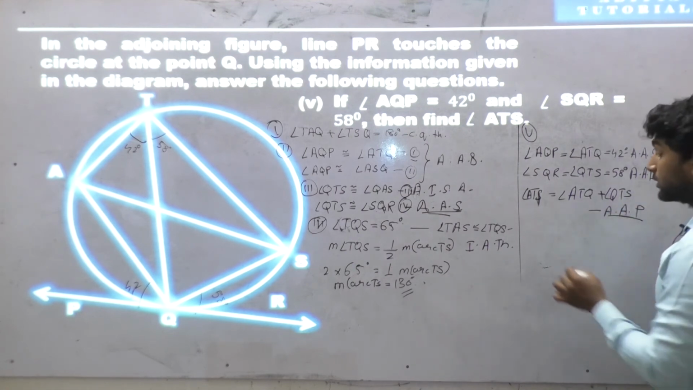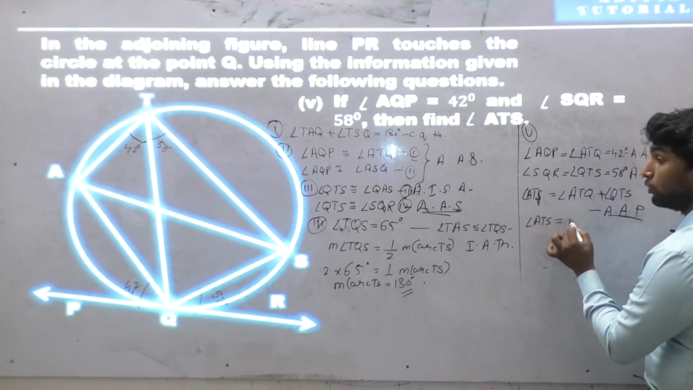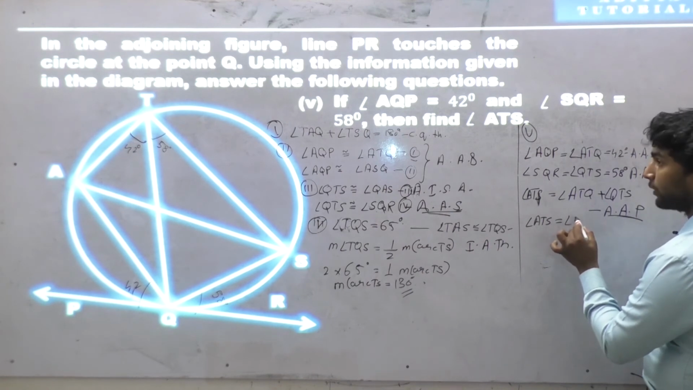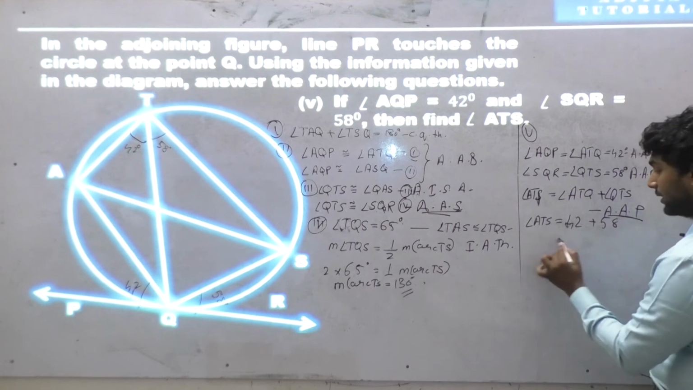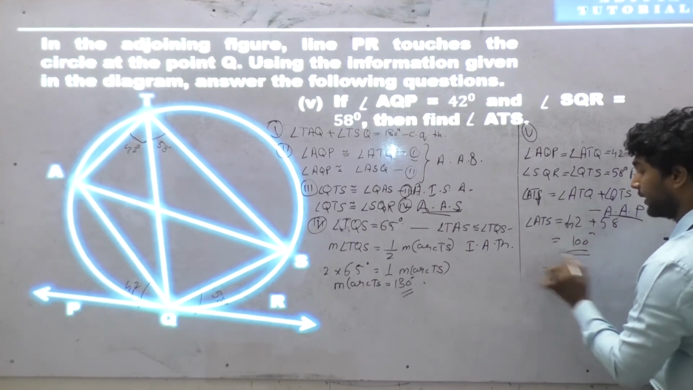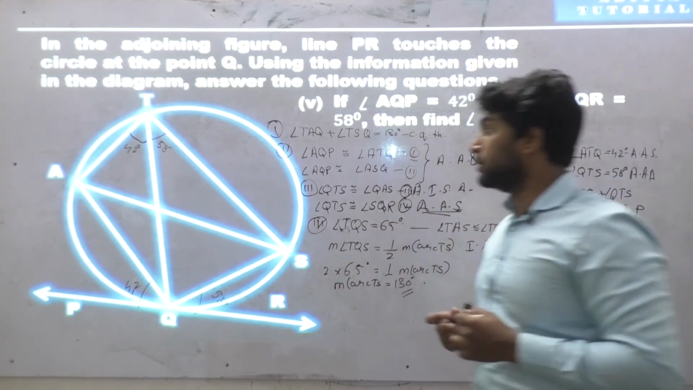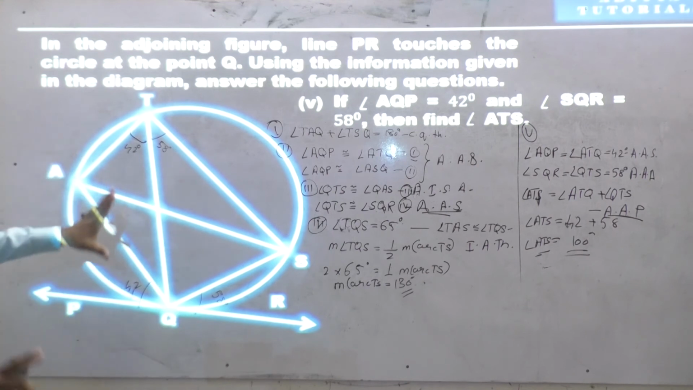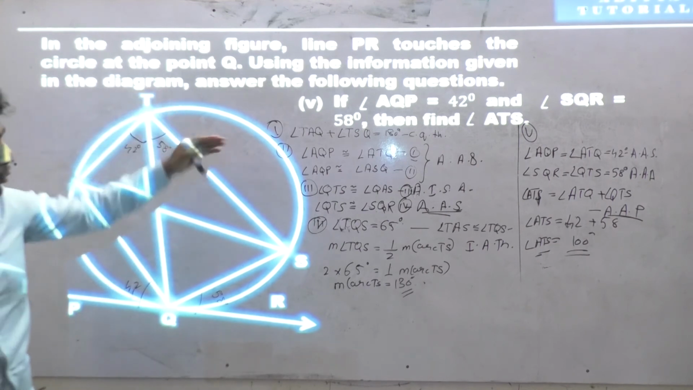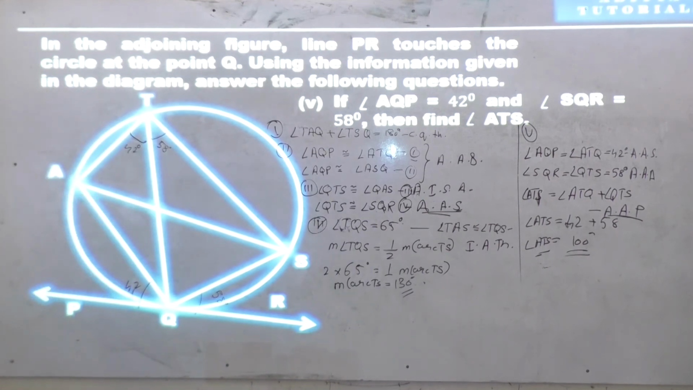Okay. That is, ATS is equals to ATQ कितना है? It's 42 plus 58. That is nothing but 100 degree. तो एंगल ATS कितना हो जाएगा मेरा? 100 degree. समझ में आया आपको? So I got all the answers of the 5 questions. Question number 1, question number 2, 3, 4 and 5. It's done. Okay. So this was the solution of the given 5 questions.